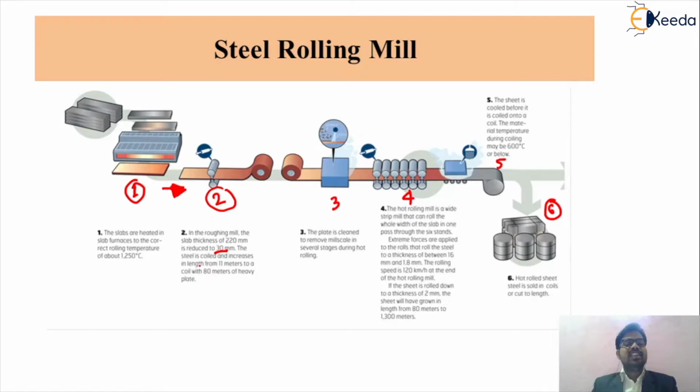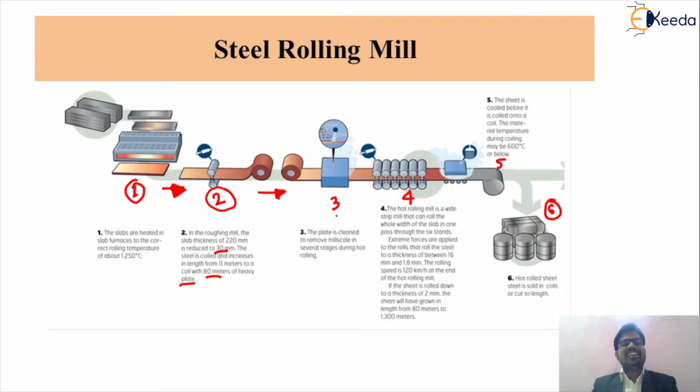Then the steel is cooled and increases in length from its meters to a coil of 80 meters at a heavy weight. So from this process we are getting different types of plates. From those plates, friends, we are moving towards the next process. This process will be very simple. It is the process of cleaning. We are getting different types of plates of smaller thickness from that process.